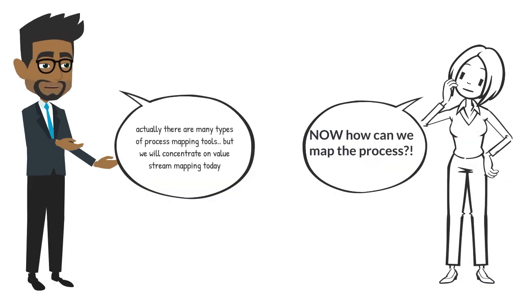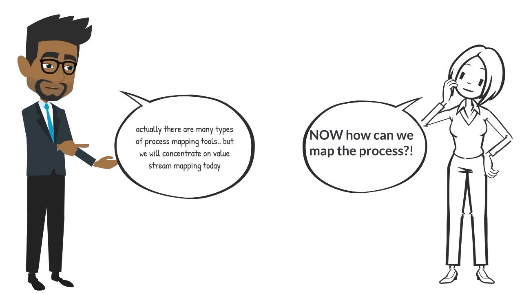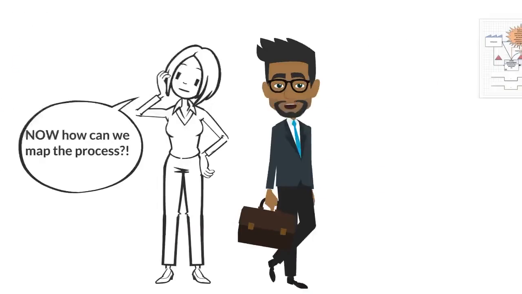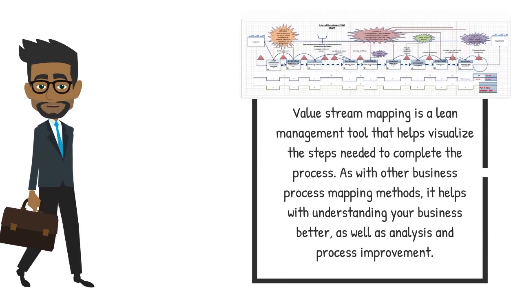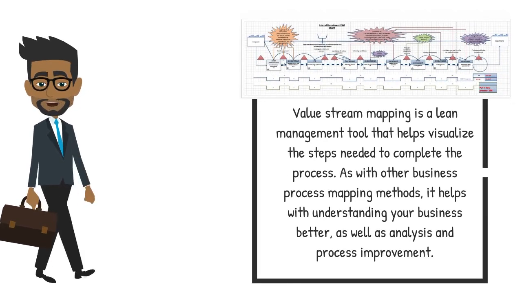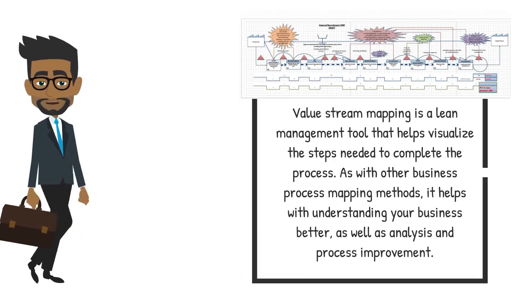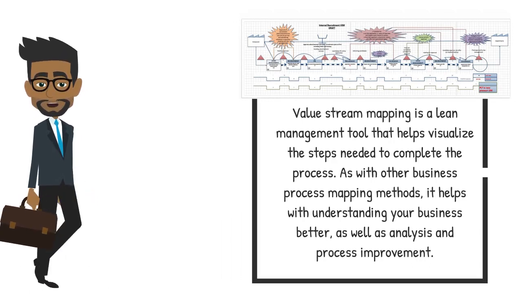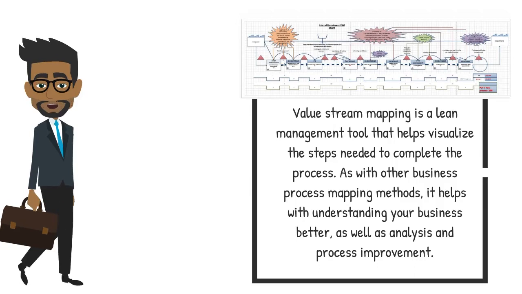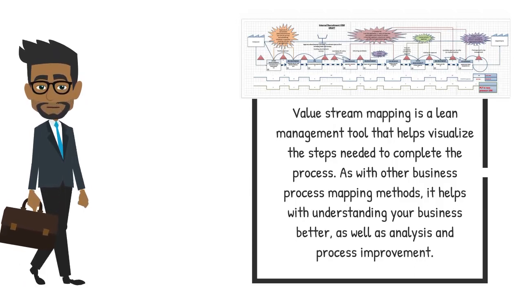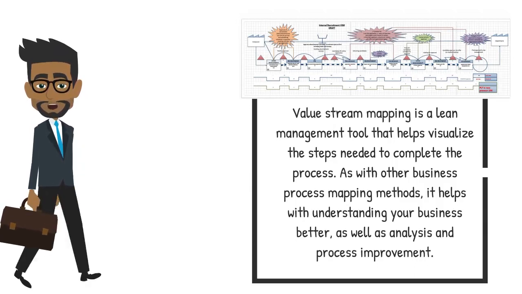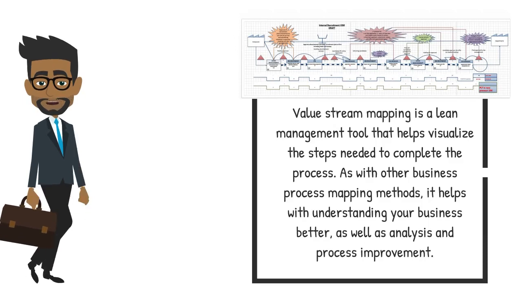Actually, there are many types of process mapping tools, but we will concentrate on value stream mapping today. Value stream mapping is a lean management tool that helps visualize the steps needed to complete the process. As with other business process mapping methods, it helps with understanding your business better, as well as analysis and process improvement. Now we will learn together how to construct and use value stream map.